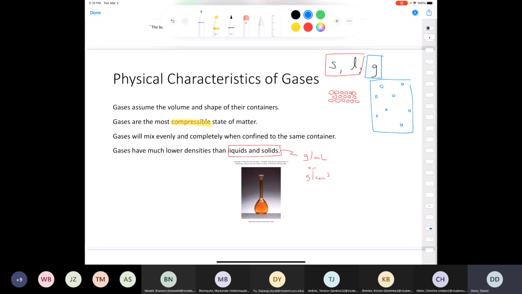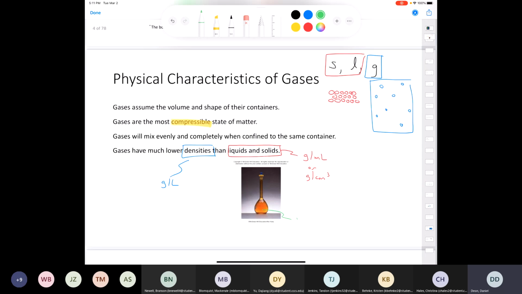However, we're going to take a look at the densities of some gases. And since there's so much less mass of a gas per unit volume, instead of using grams per milliliter, we usually use grams per liter. The reason why, again, is that the number of grams in 1 milliliter of a gas is so small that you have densities like 0.0000, and you don't want to have that many zeros. It's just not practical.